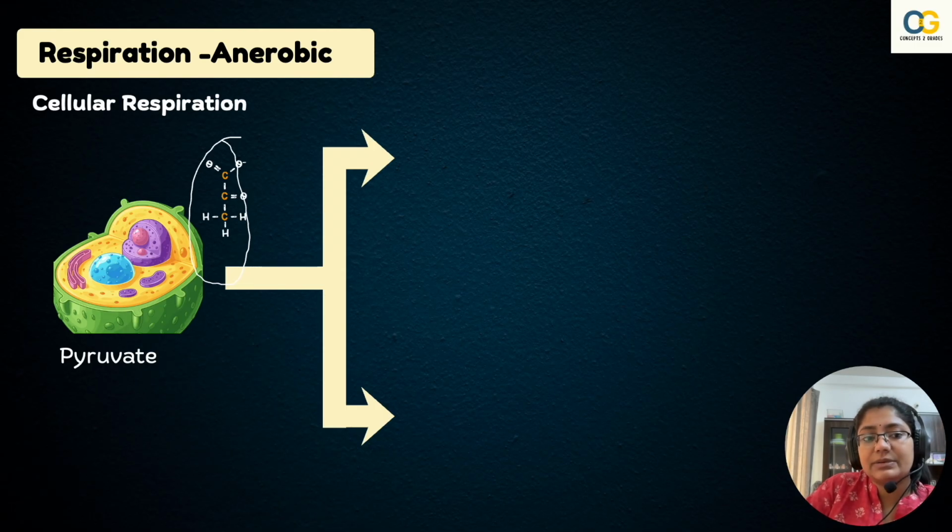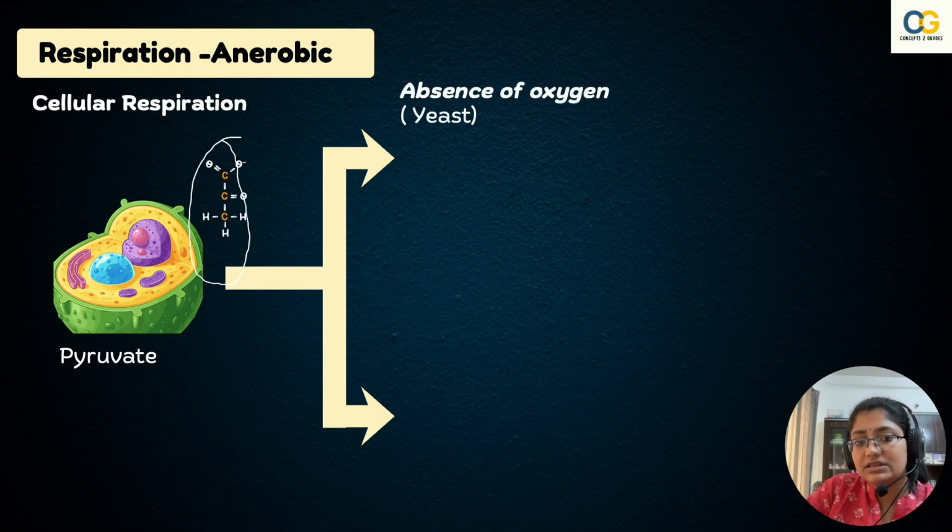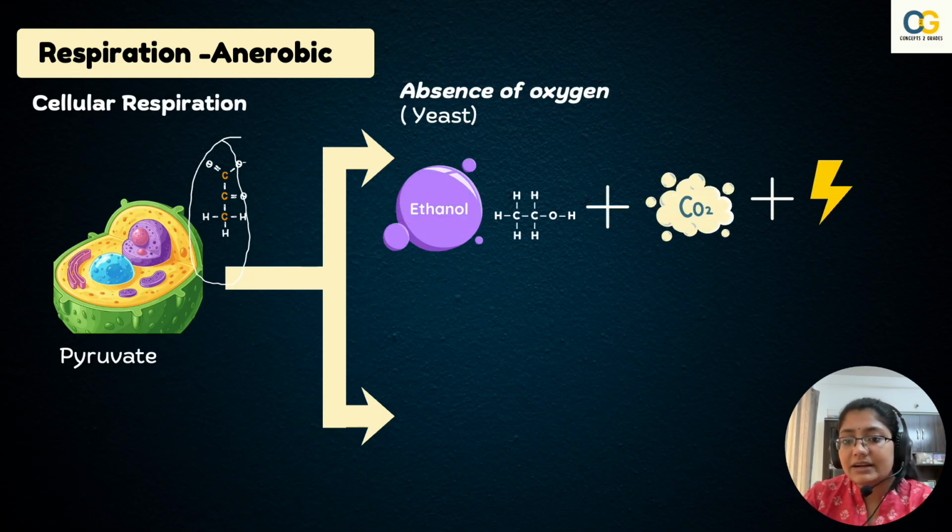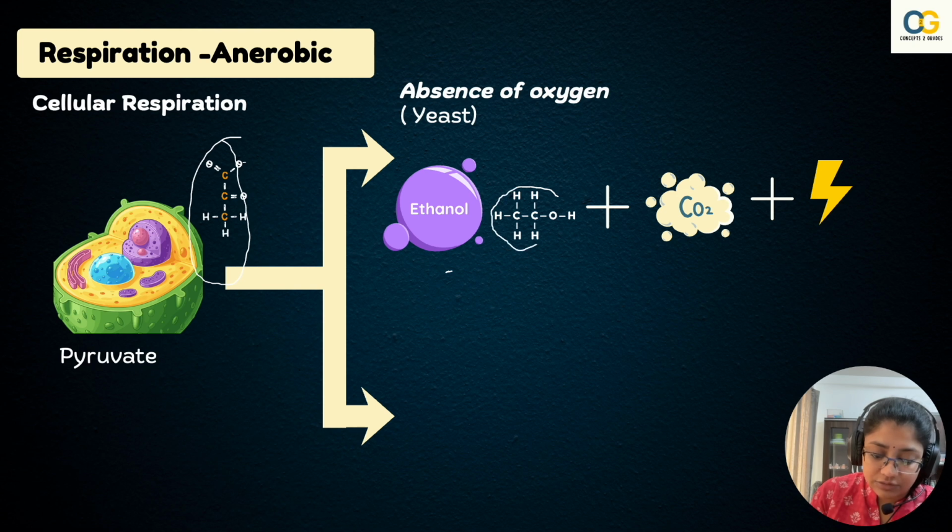What happens is, in the presence of anaerobic, now let us take first case where there is absence of oxygen. There is no oxygen at all. This usually happens in the case of yeast. It divides itself into ethanol, carbon dioxide, and some energy. So ethanol is a 2 carbon molecule, we can see here, right? It becomes ethanol, carbon dioxide, and energy.